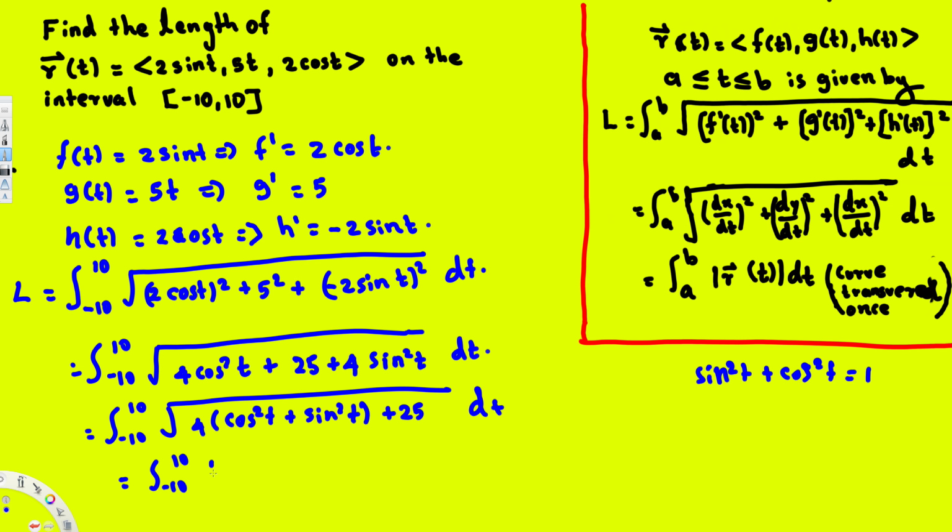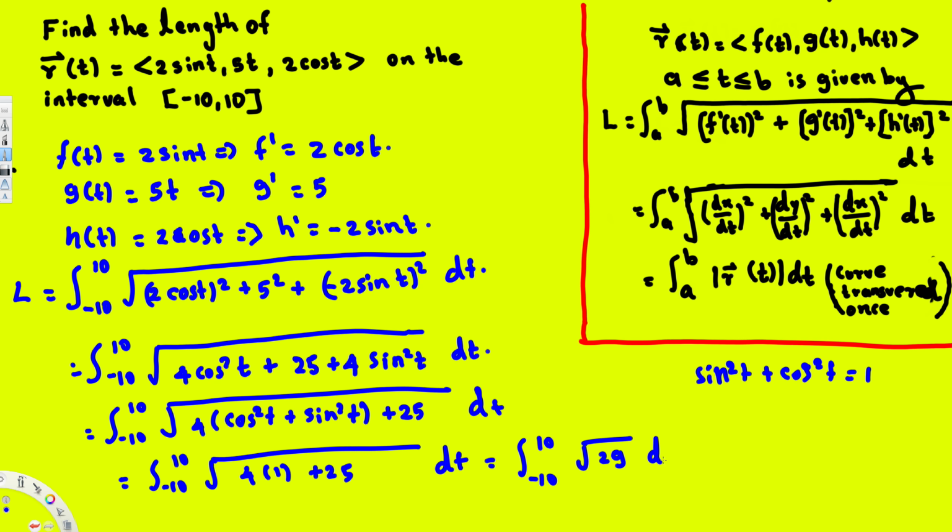Negative 10 to 10, and then this is going to be 4 times 1 plus 25 dt. Therefore we are going to have root 29. So negative 10 to 10 square root of 29 dt, and if we integrate this one, that's going to be just square root of 29 t, going from negative 10 to positive 10. Now all you have to do is just substitute and find the final value. Now let's continue this one right here.